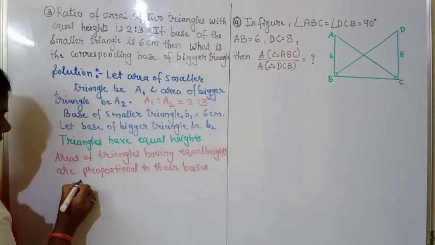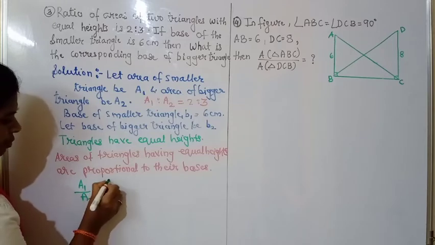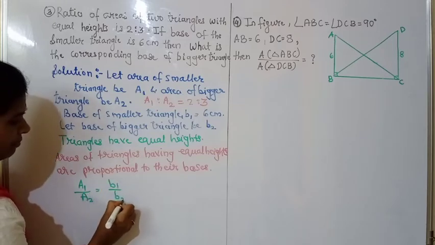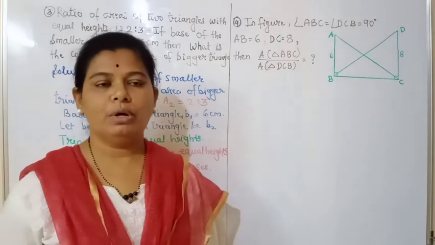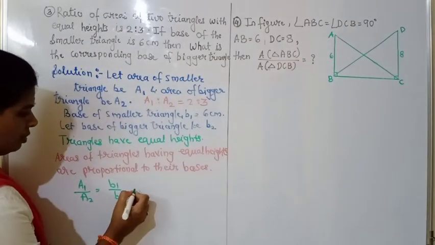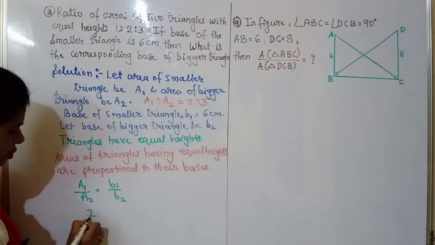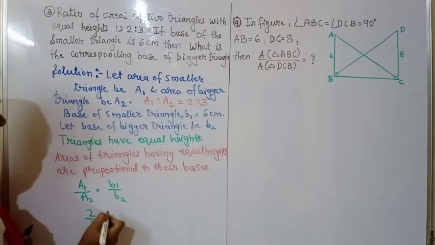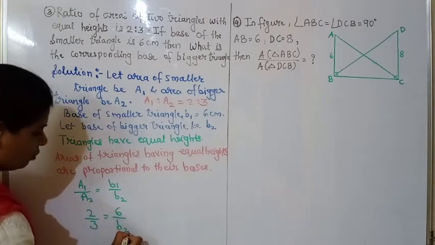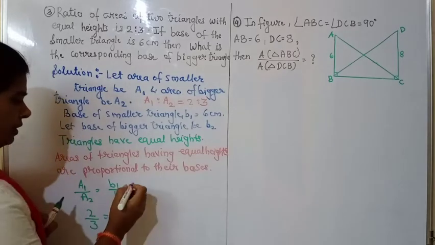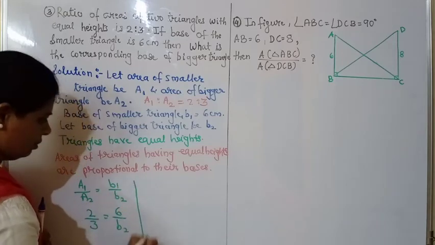Now what we are going to do: the area of the smaller triangle A1 upon A2 is equal to B1 upon B2. Now we'll substitute the values here. A1 upon A2 is 2 upon 3. So 2 upon 3 is equal to the base of the smaller triangle, 6, upon B2. Now we will calculate B2.